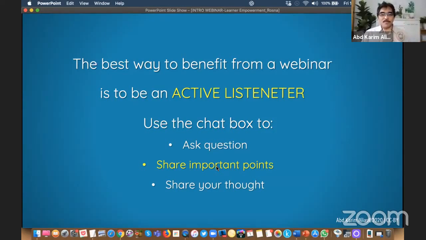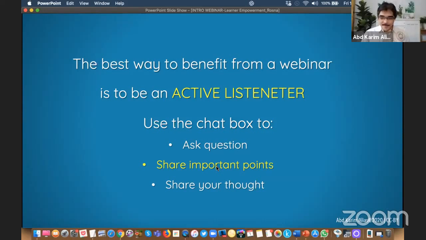So you can share important points with the participants. When you hear something important, then maybe you can share the points in the chat box. So in that way, we will end up at the end of the session with a lot of points shared by other participants, and we can learn a lot in addition to the speaker's presentation. So feel free to interact, ask questions, share important points, and share your thoughts. And we'll learn a lot and benefit a lot from the session today.